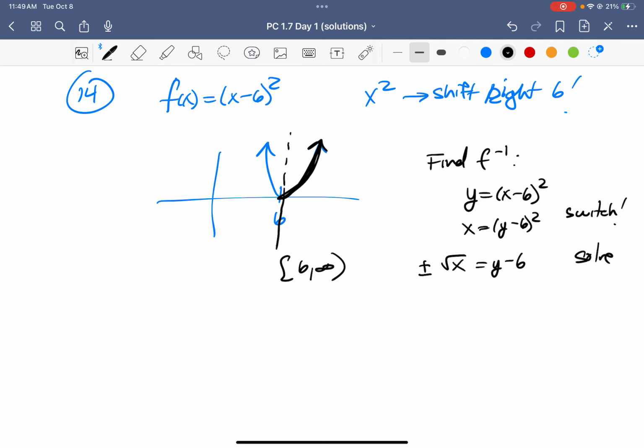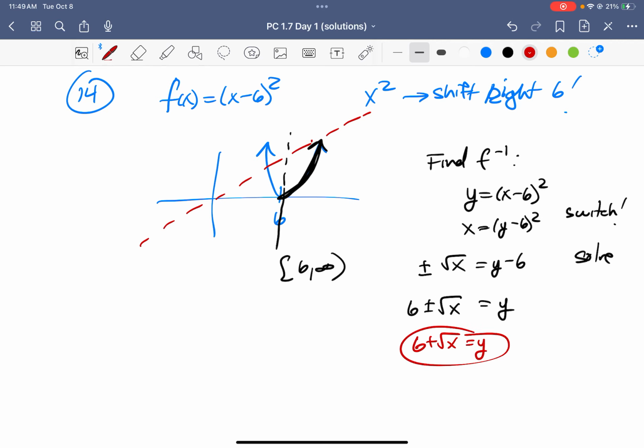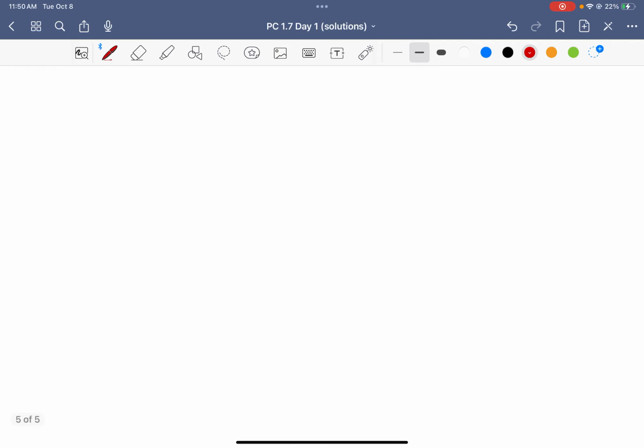Don't forget plus or minus. And then you add 6. So I'm going to get 6 plus or minus the square root of x is equal to y. But I think it should be pretty clear that if we go with the line y equals x, the positive version is going to be the one that's a mirror image across the line y equals x. That one right there. Okay. So it's just going to be that positive version. So let me go ahead and leave that there. That's fine. All right.